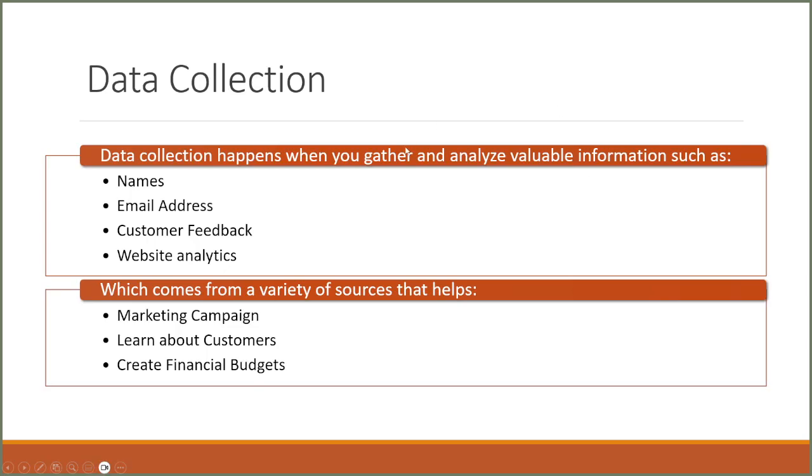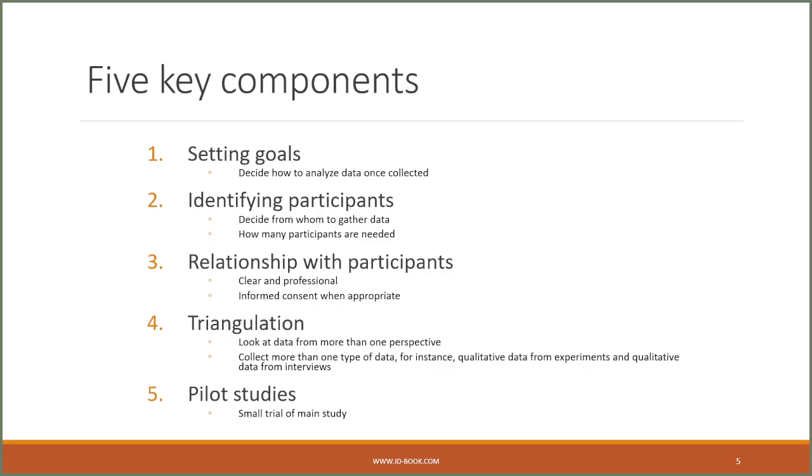So, data collection happens when you gather and analyze valuable information that includes participant's name, email address, their feedback, or any type of automatic data that you're collecting. It doesn't have to include every single piece of data that we have here, but it could be just one of them or a combination of the two. And it comes from different sources that you can have. So there are five key components when it comes to data collection.